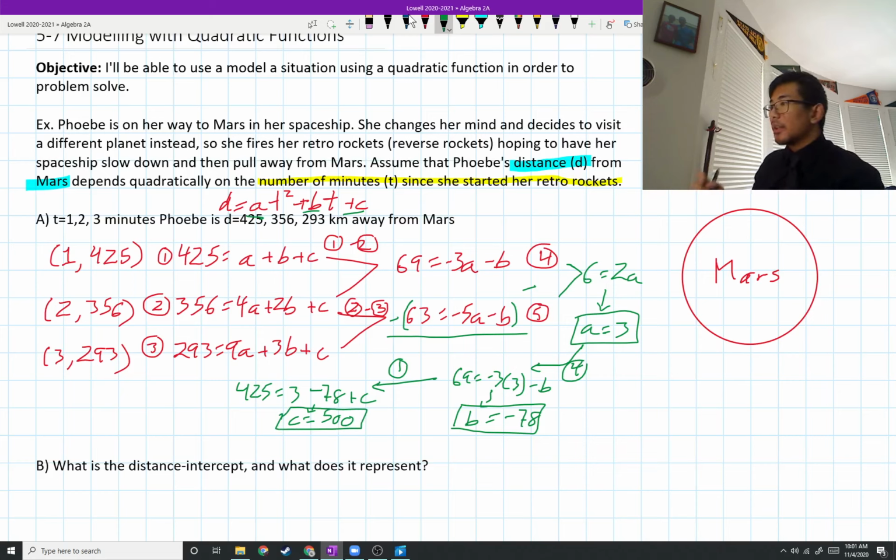Alrighty. If I combine these 3 variables or parameters and throw them into our equation representing Phoebe's distance in relation to her time since firing her retro rockets, it should be 3t squared minus 78t plus 500. If you hear a beeping sound or a whining sound, I'm not sure what that is. I apologize. And that should be our equation here.